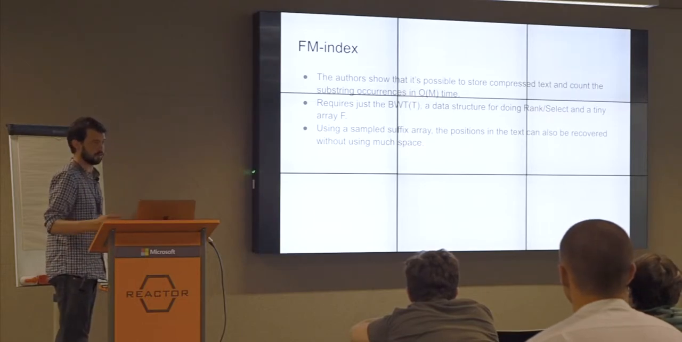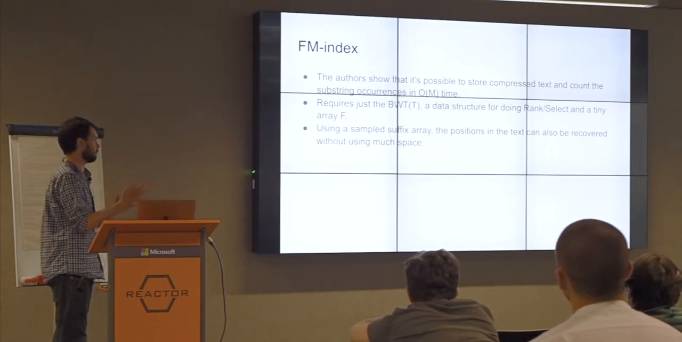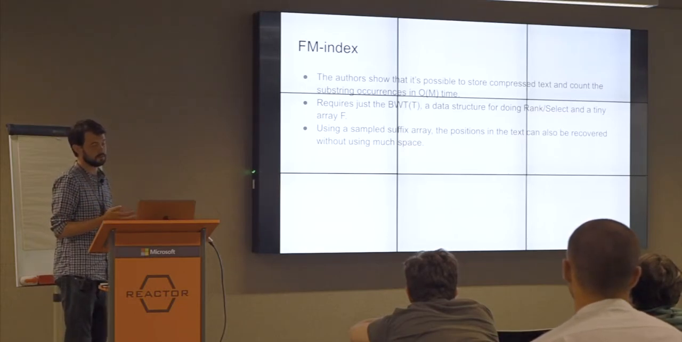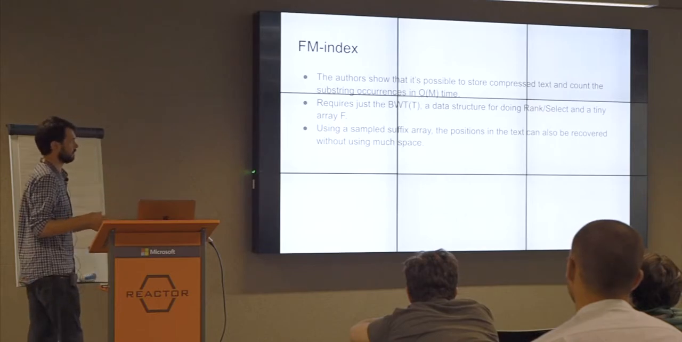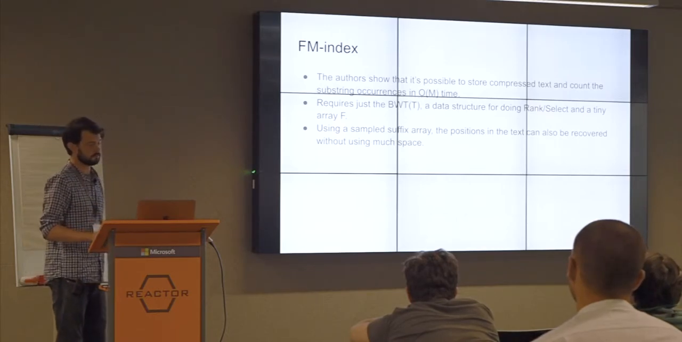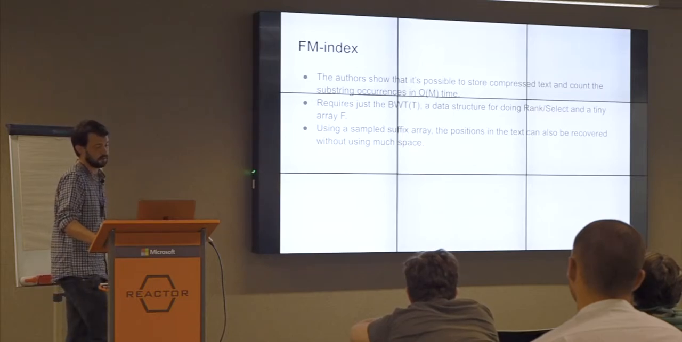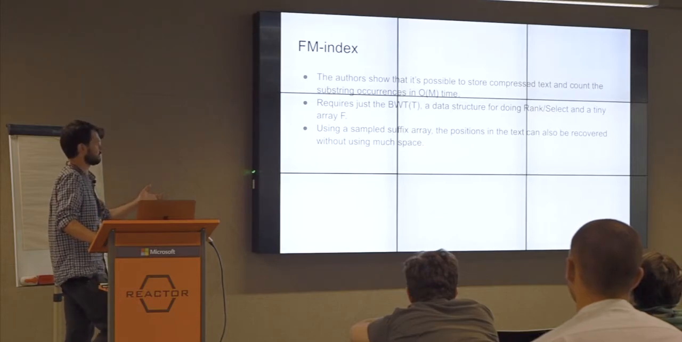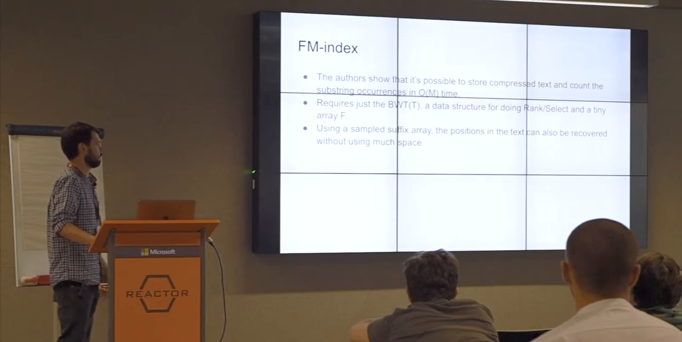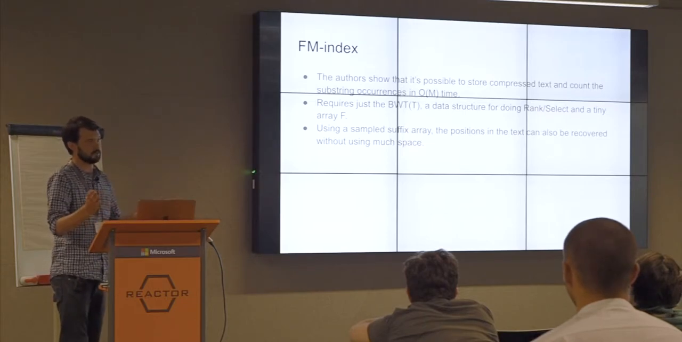So, I think this is pretty cool. We've got a string which is just a permutation of the original string. It's compressible, and it's possible to find the number of occurrences of a substring in O(m) time, right? That's pretty neat. And all we needed was this permutation and some little helper data structure for doing the rank and select queries. And of course F, which is just a few numbers, it's really small.